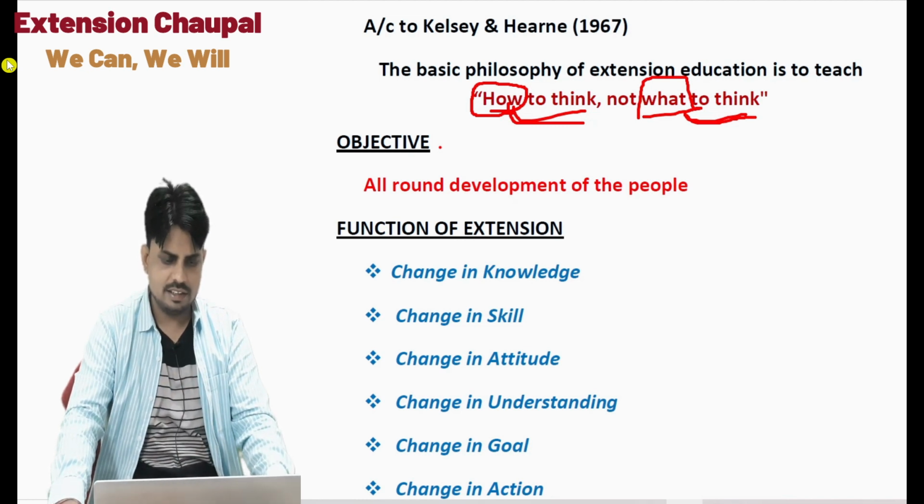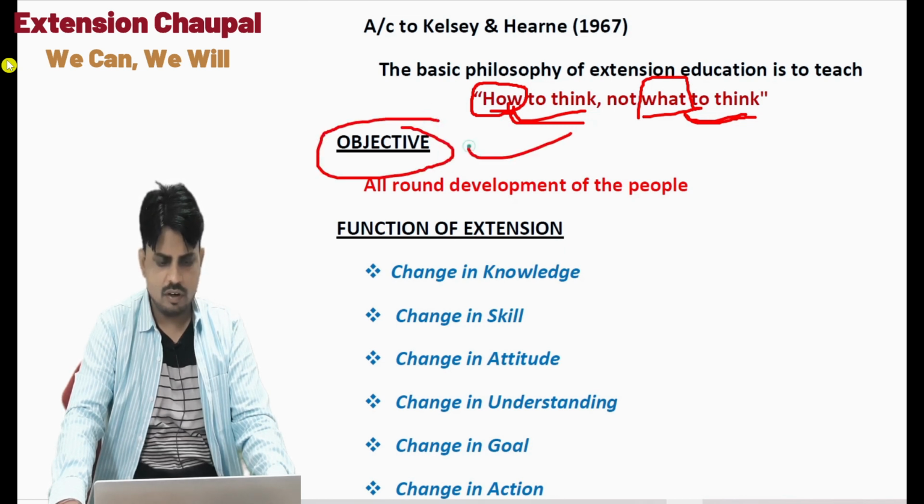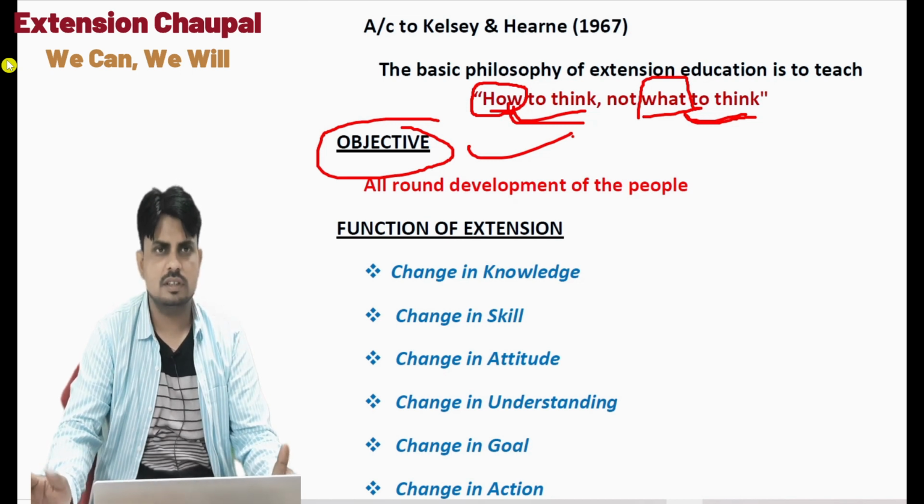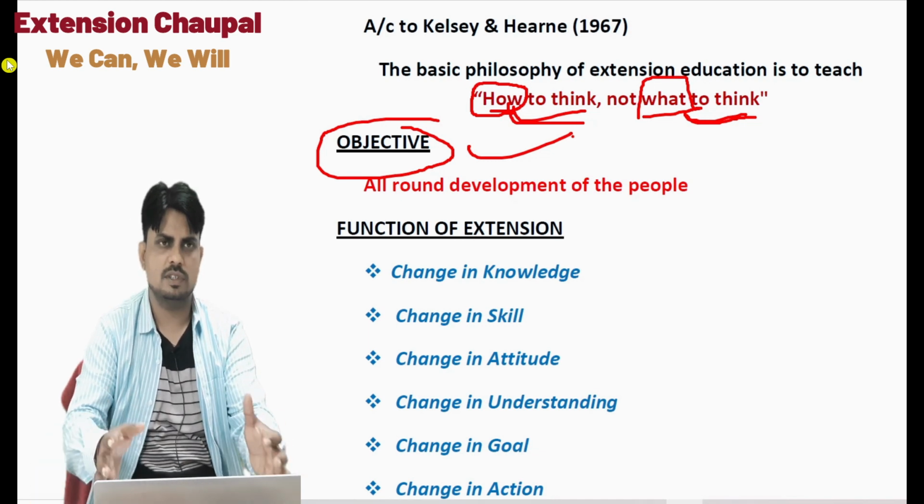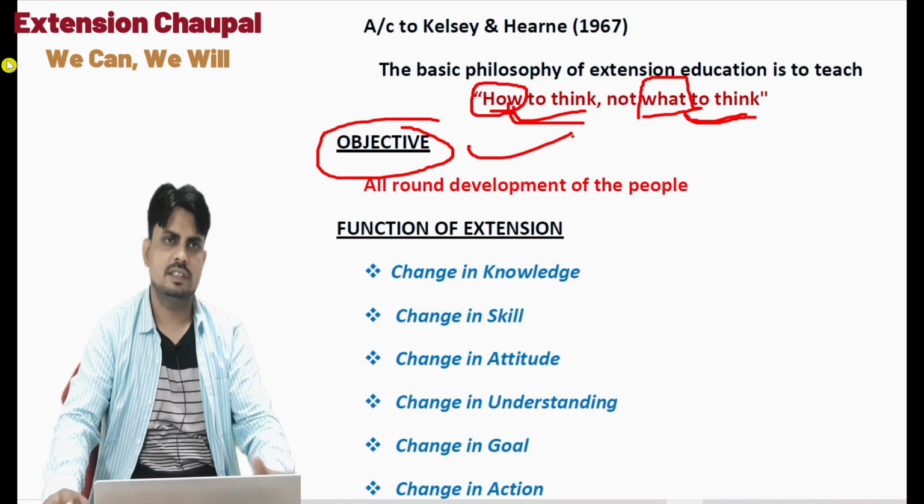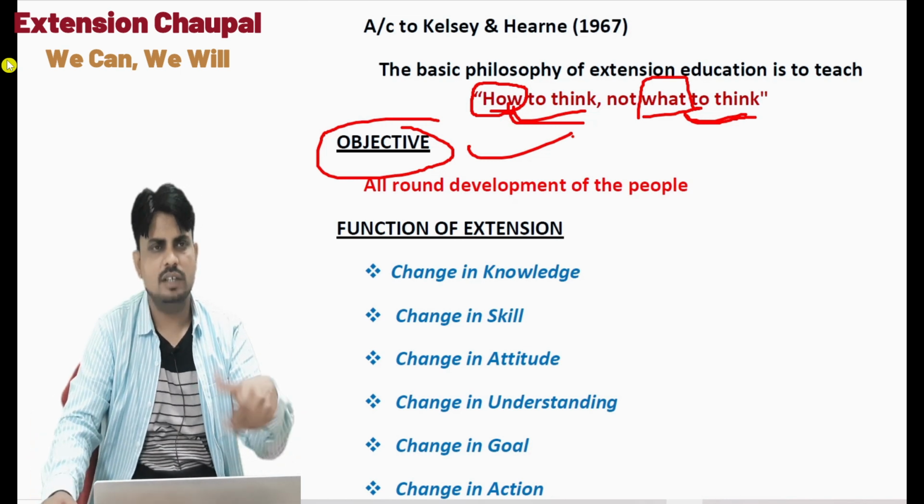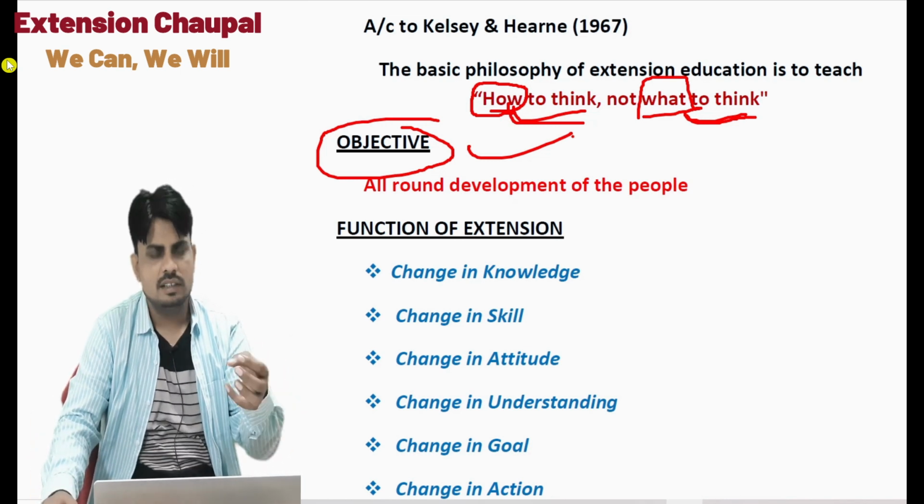Now according to Kelsey and Hearne, the philosophy of extension is how to think, not what to think. It means in extension we always focus on how, not what. If you are playing the role of an extension worker, you should focus only on how, not what. We are always process oriented, so we focus only on process. Whatever they are doing doesn't matter for us; how they are doing it is our concern.